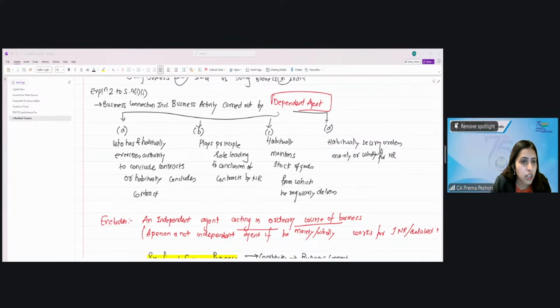Are we clear? So, in these cases, the business connection gets concluded or is established.